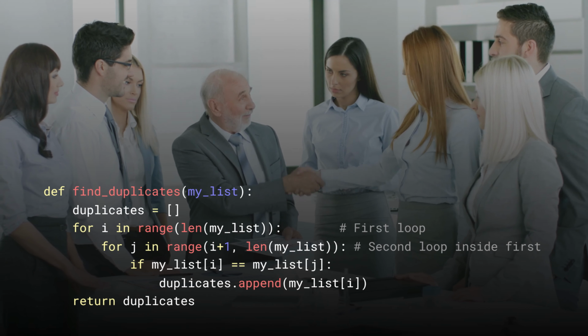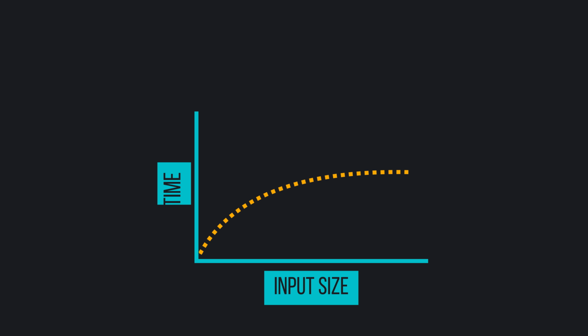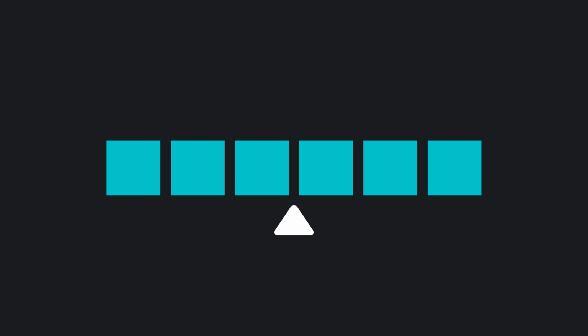Now that we understand this, let's build on that with something incredibly powerful. Big O of log n or logarithmic time. This is where algorithms get smart. Instead of checking every item like a brute force approach, a logarithmic algorithm eliminates half of the remaining possibilities with each step. This is like looking for a word in a dictionary.